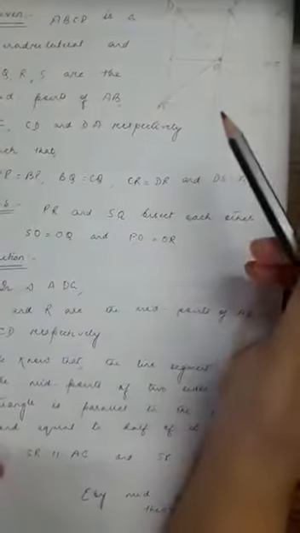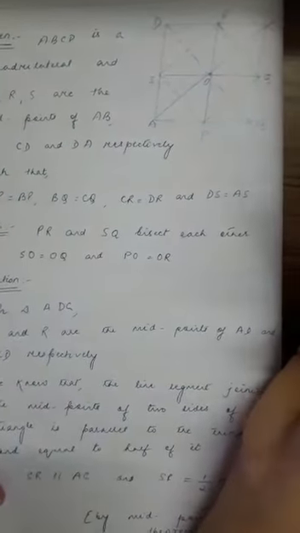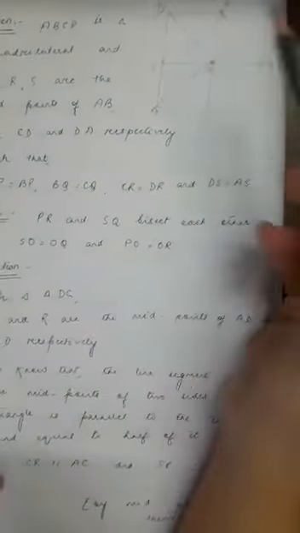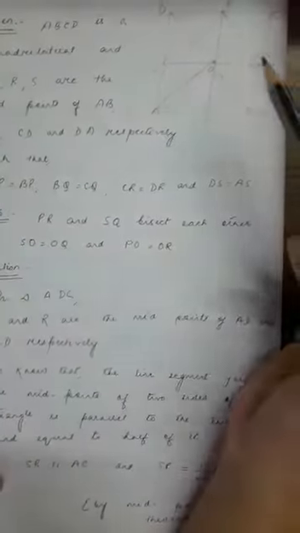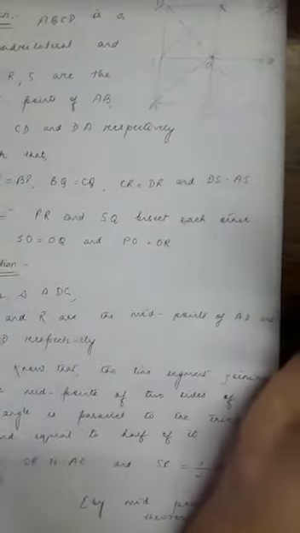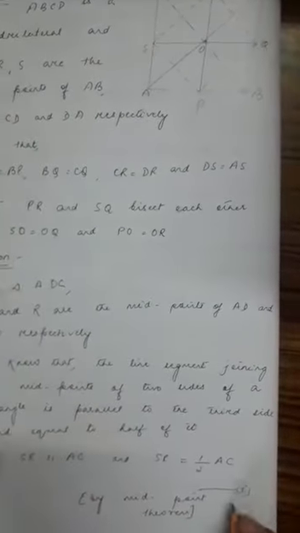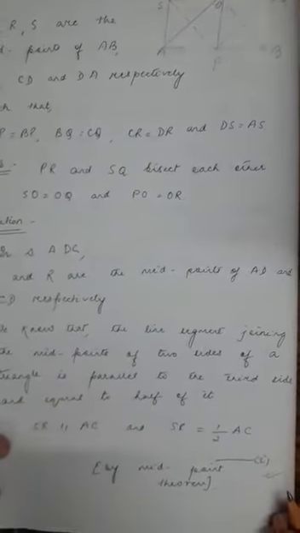Now in this triangle, S and R are the midpoints of AD and CD respectively. Now we know that the line segment joining the midpoints of two sides of a triangle, this is one side and this is the other side of the triangle, is parallel to the third side and half of it. Therefore, SR will be parallel to AC and also it will be half of AC by midpoint theorem. So keep this as equation number 1.